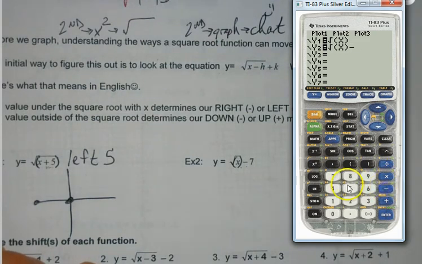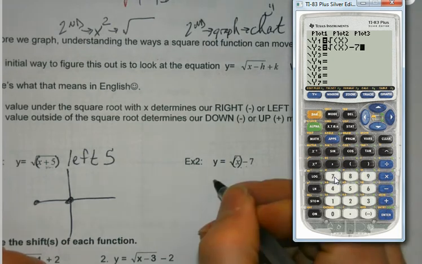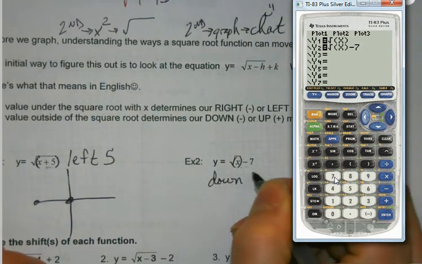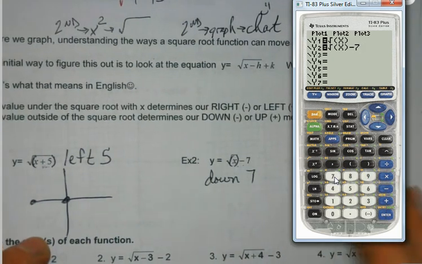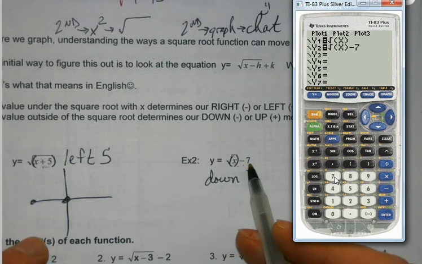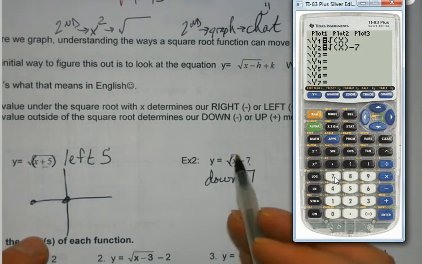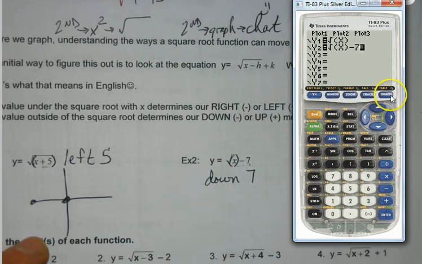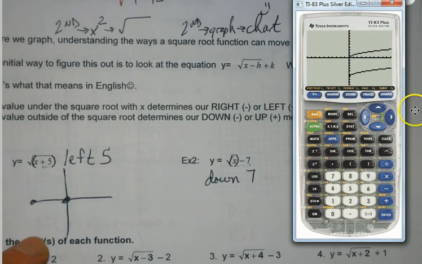And then put the minus 7 after that. And what's going to happen is my entire graph is going to shift down, because if it's outside the square root, it goes up or down. So if I hit graph, notice now my graph started down here. And if I were to look at the chart, I'd see that it shifted down 7 slots for each thing.